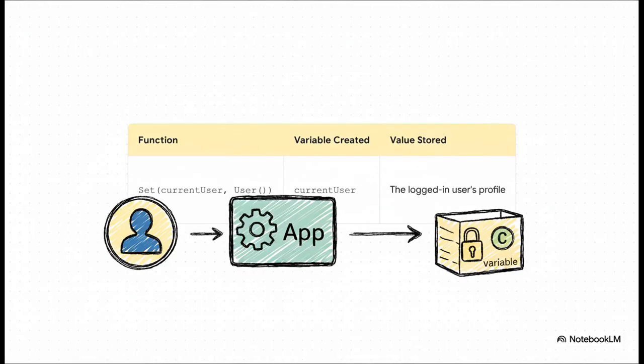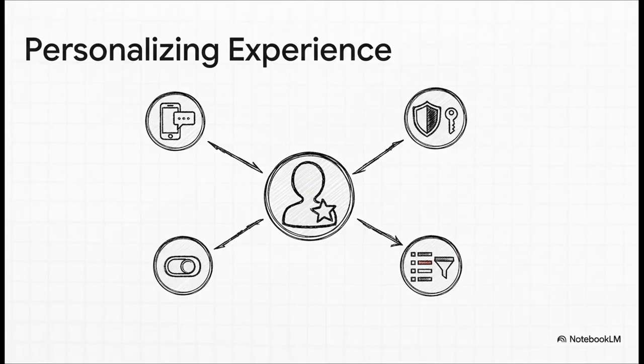And this right here is a classic onStart task. We're using the set function to create something called a variable, and we're naming it current user. And what value are we storing in it? Well, we use another function, user, which grabs the profile of the person who is currently logged in. So with one line of logic, we've stored that user's info where we can access it on any screen in the app. So, why does that matter?